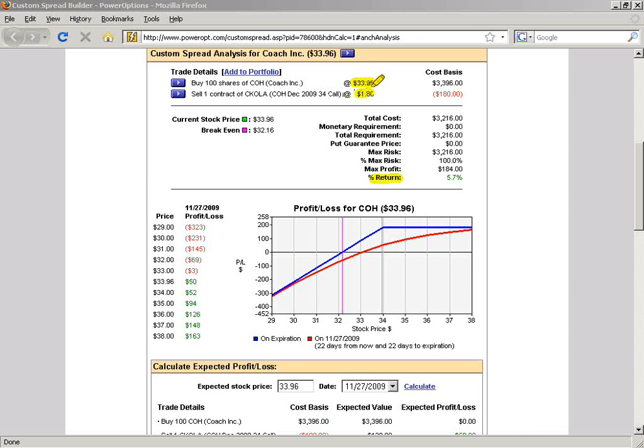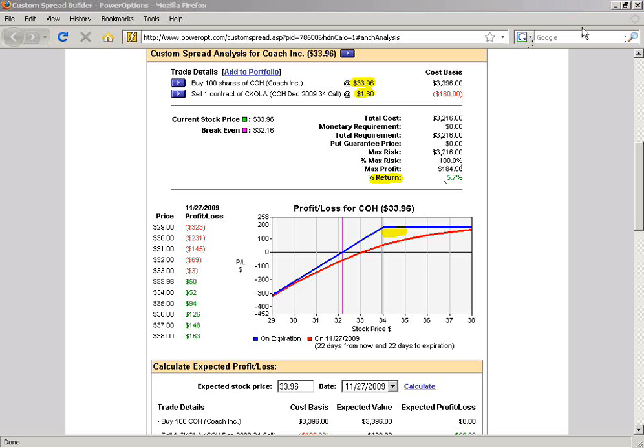We paid $33.96 for our stock position, and we're going to collect $1.80 in premium for selling the 34 strike call. Okay, it's 4 cents out of the money, but that's close enough to at the money for our results. So this gave us a 5.7% potential return if assigned, if the stock's trading above 34. This also works out to be about a 5.3% downside protection. This is for the at-the-money covered call on Coach.